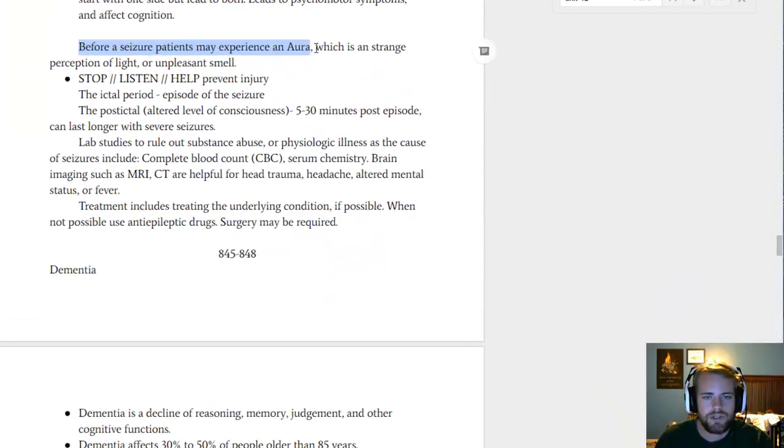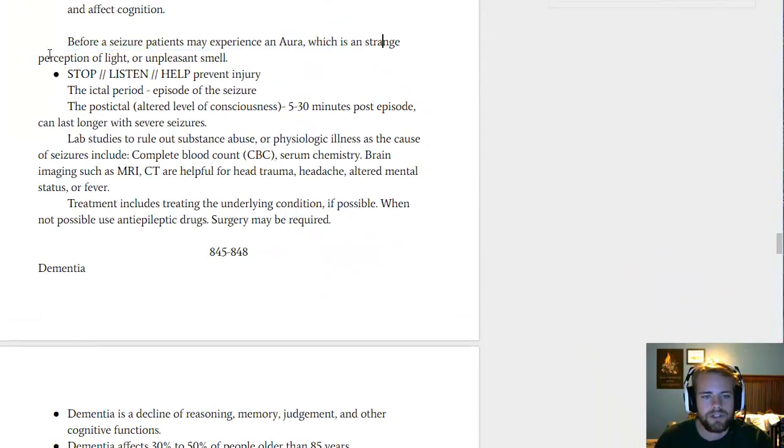So before a seizure, a patient may experience auras, which is a change in light or an unpleasant smell. They may be like, oh man, these schnozberries don't smell like schnozberries. And then you're like, oh, they're about to have a seizure. What do I do? Stop, listen, help to prevent injury. Don't put your finger or a wallet in the mouth, because they might gnaw it off, because they don't have control of their jaw at the moment of the seizure.